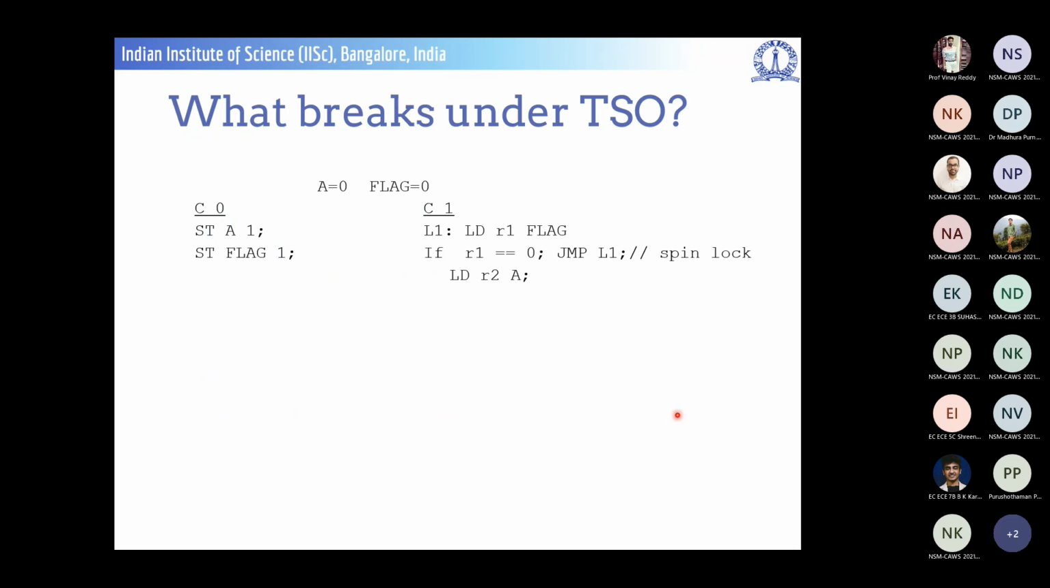Now the question for you. Under TSO, would you get the desired expected result where R2 is loaded with 1? Someone? What do you think? You know that under sequential consistency, you will always get R2 equals 1. What about TSO? We relaxed one condition: a later load can bypass earlier stores as long as they are to different addresses. What do you think? Someone?